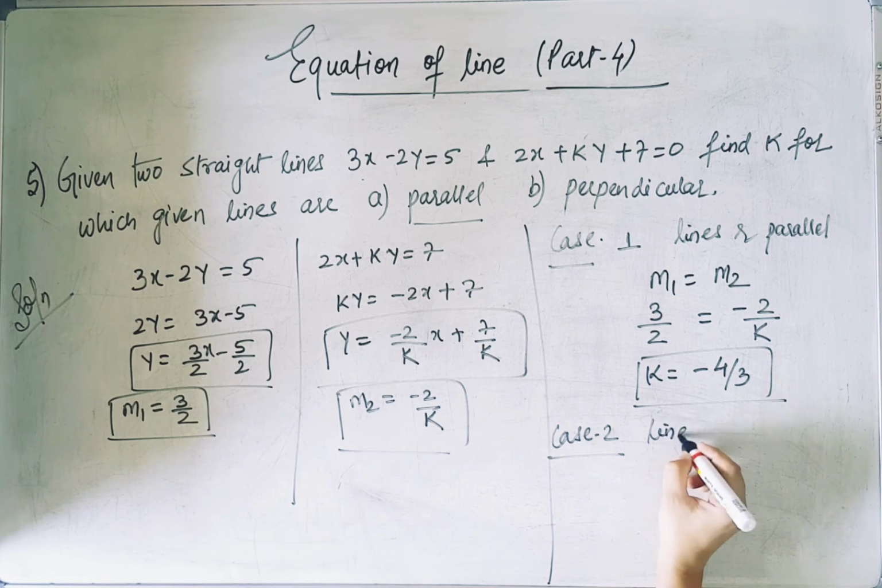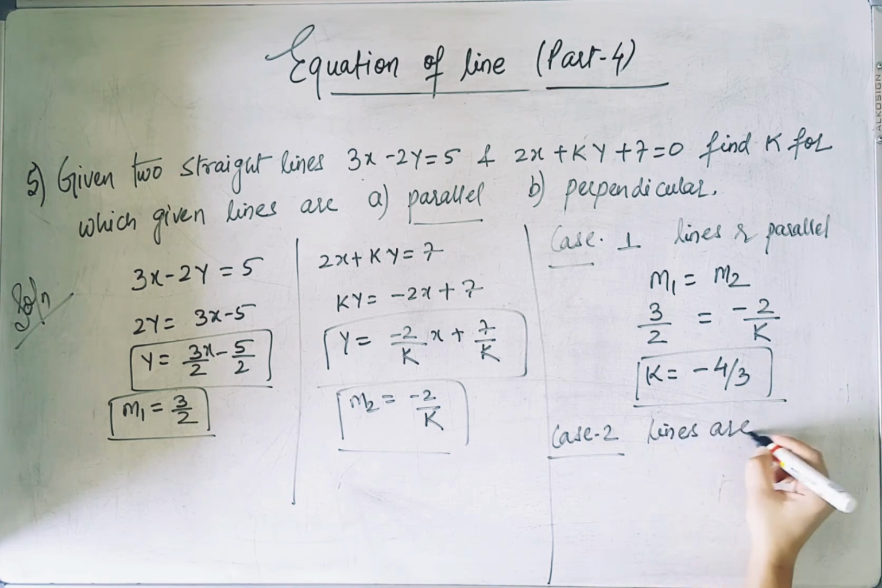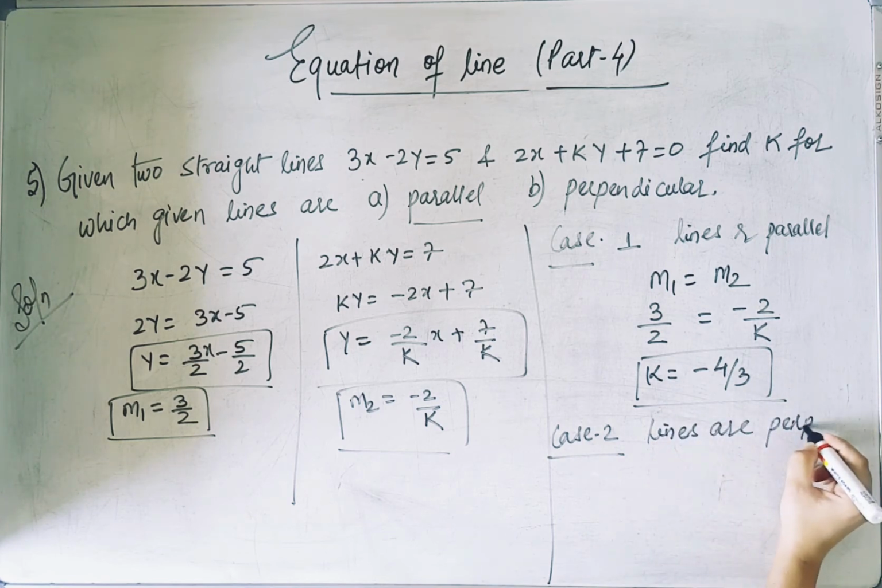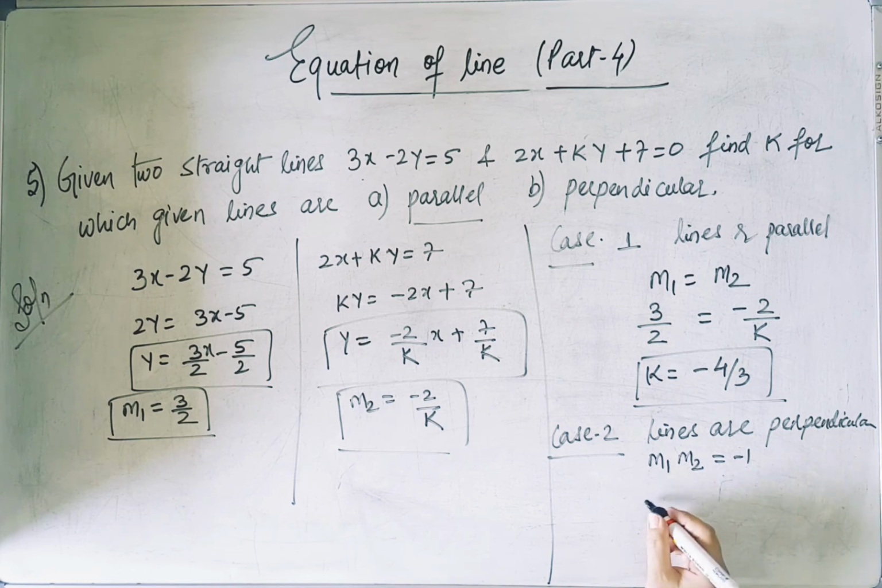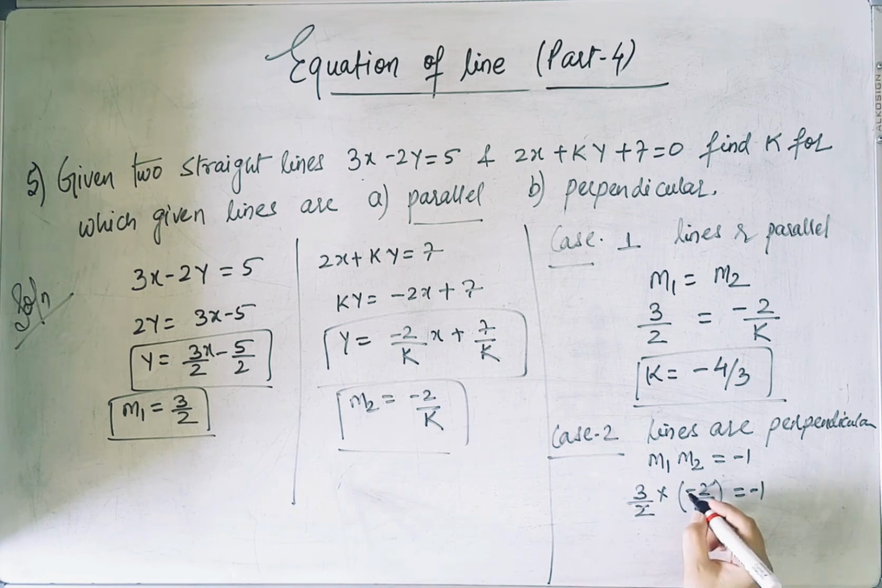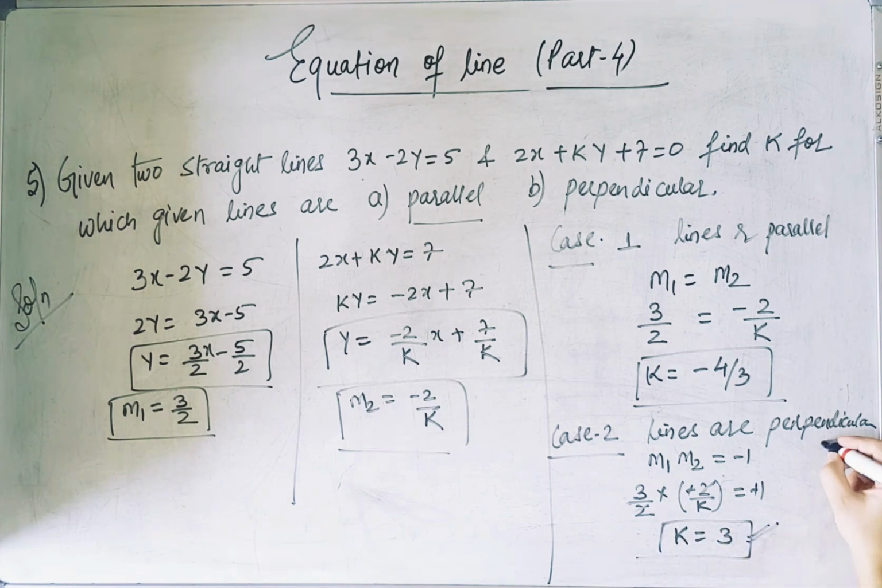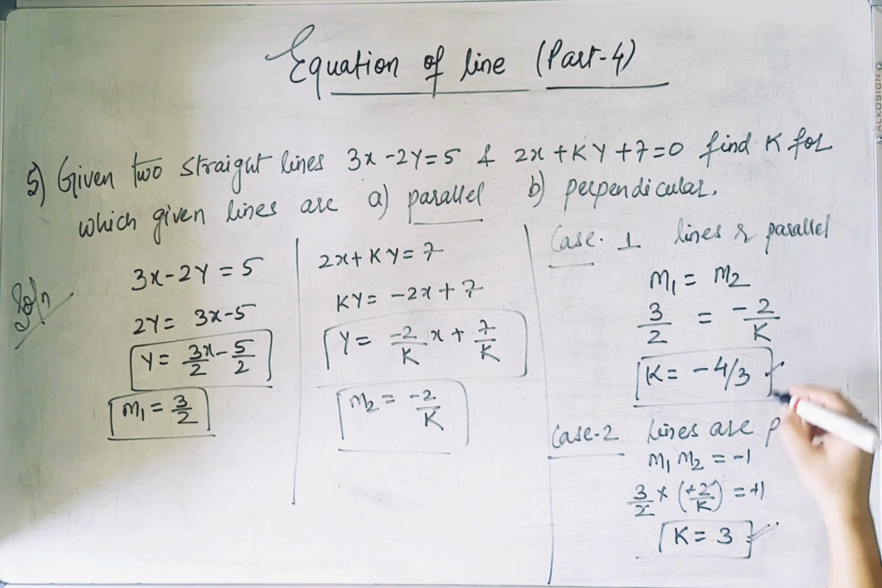Case 2: lines are perpendicular. So if lines are perpendicular, that means m1 m2 equals minus 1. m1 is 3 by 2, into minus 2 by k, equals minus 1. So this 2 and this 2 will cancel out, minus minus plus. So k equals what? 3. So the value of k is 3 if lines are perpendicular, and the value of k is minus 4 by 3 if lines are parallel.